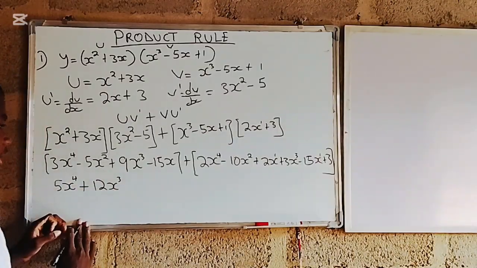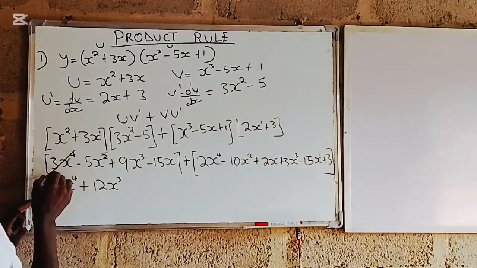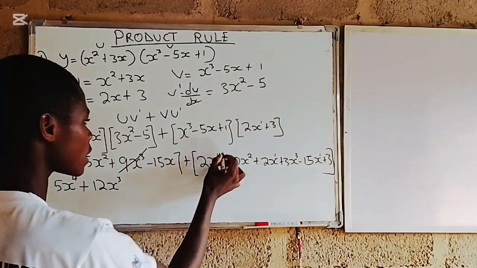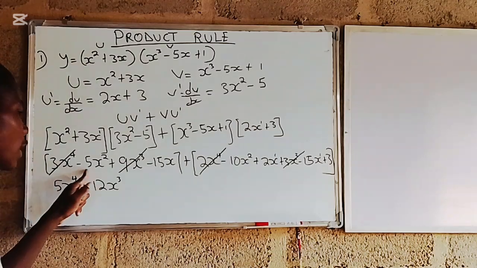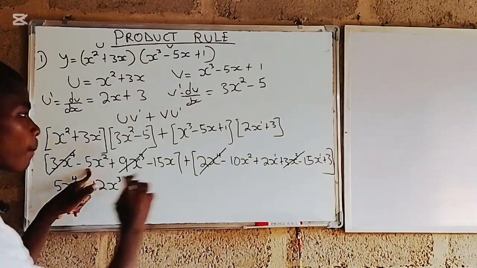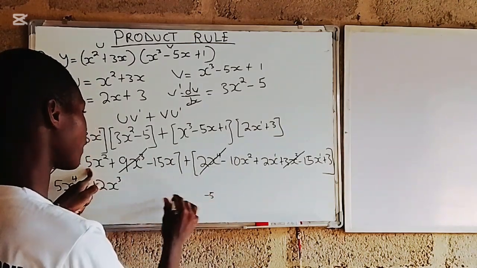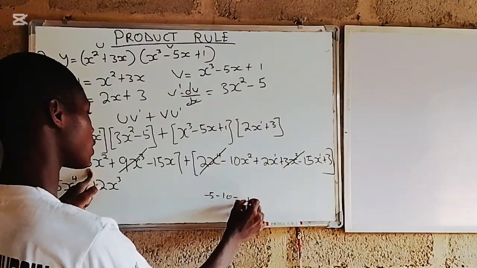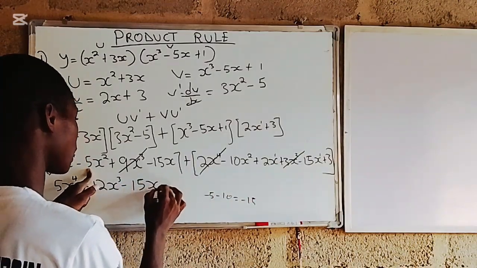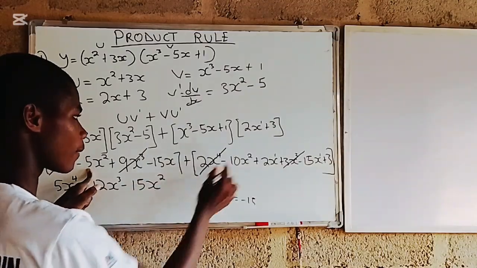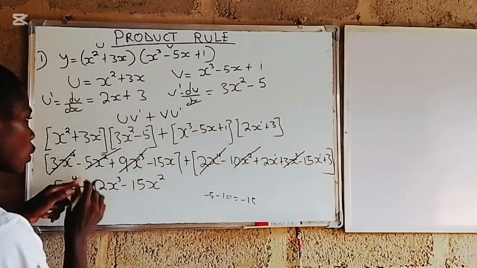12x power 3. And don't forget, I'm done with this, I'm done with this, I'm done with this, also I'm done with this. So I have to take a look at the power of 2. I have power of 2, minus 5 minus 7, which is minus 15. So I have to say minus 15x squared. So I'm done with this, I'm done with this.